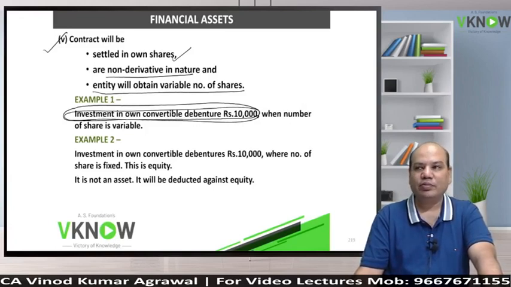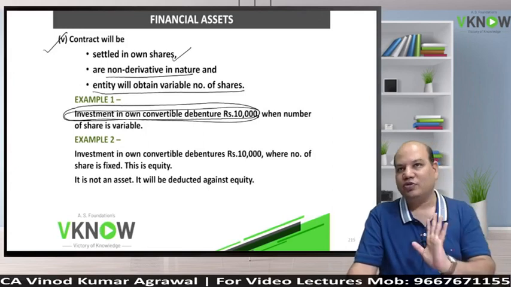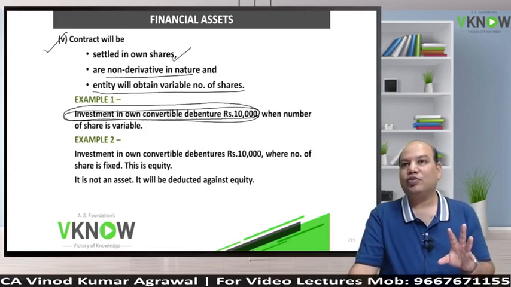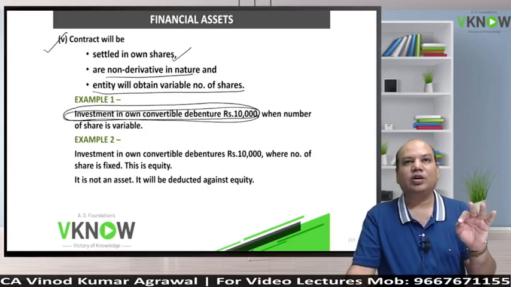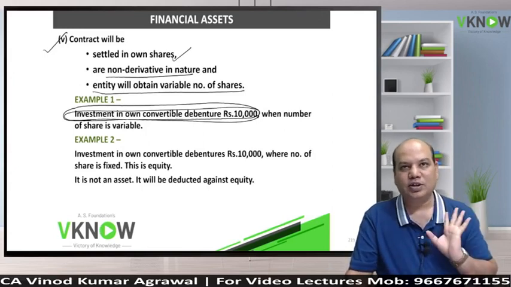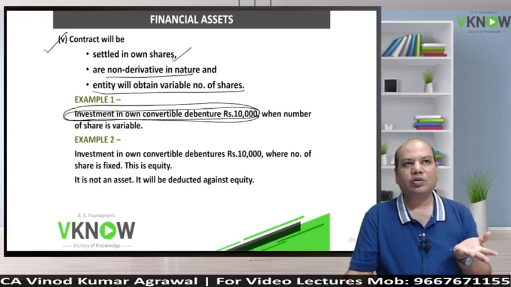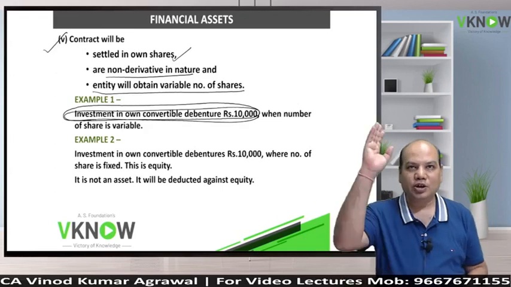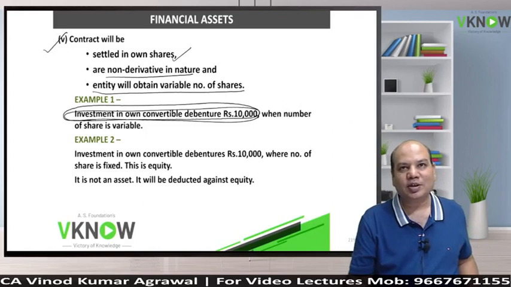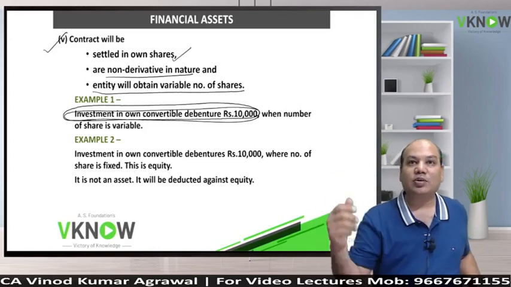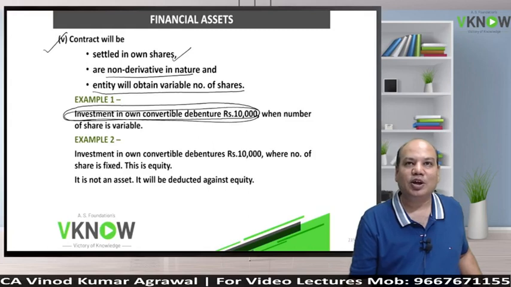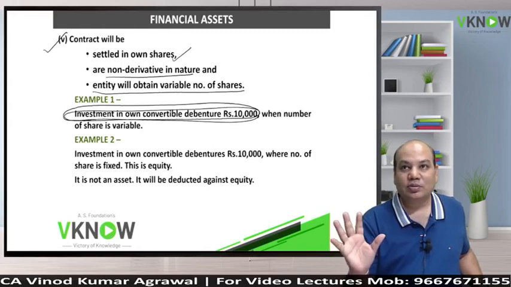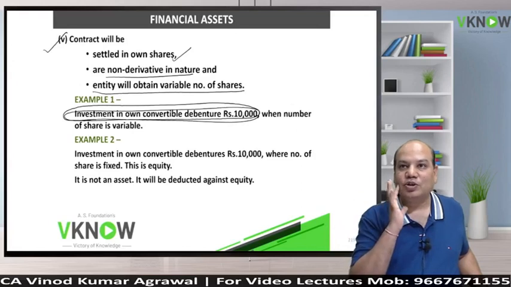I'll explain again. Some companies issue convertible debentures, and the terms of the convertible debenture may require that the company will issue a variable number of its shares. Possible? Yes. The person who has invested may bargain with you: why should I get a fixed number of shares? I should get a number of shares based on the market price at that time. What you did, you bought that convertible debenture back from the market and now you are holding it.